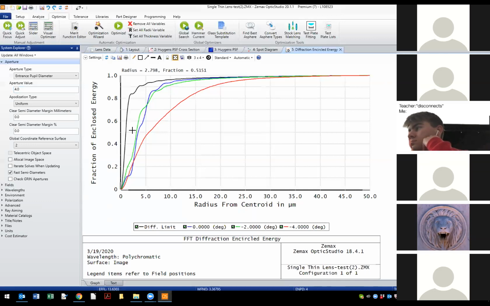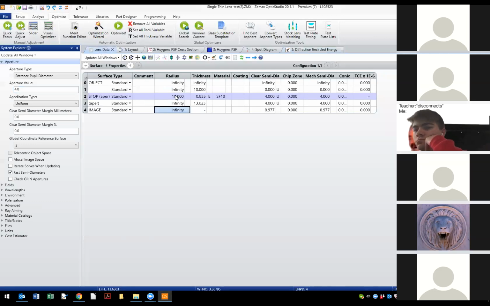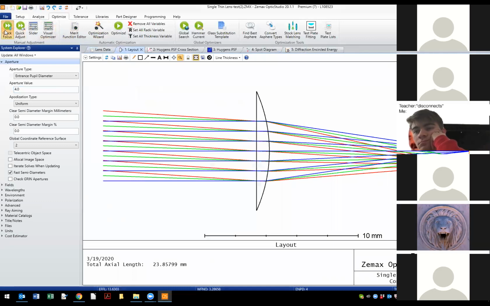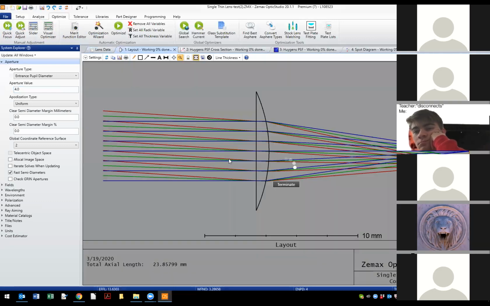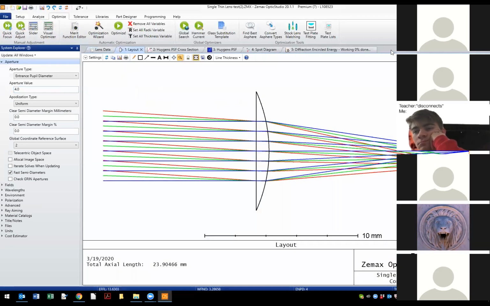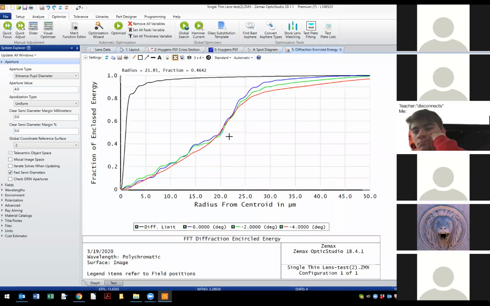Now let's switch it back to the previous orientation. So we'll make that infinity and that minus 10. Always check the layout. Do a quick focus. All right, now let's see where the 50% is. And the 50% is at a radius of 20.